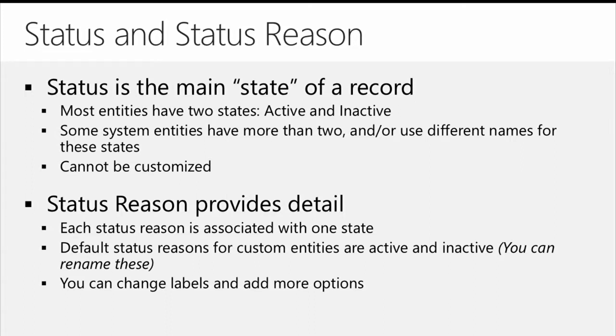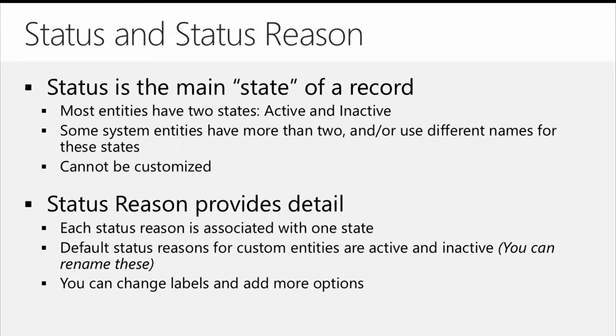Now, the other thing that you have is what's called the status reason, and that works in conjunction with the status. Each one of these statuses can actually have different status reasons associated with it. So for example, I might have an opportunity that's open, but while it's open, I might be researching it as part of my status reason, or it might be on hold because I'm waiting for some type of information from the customer.